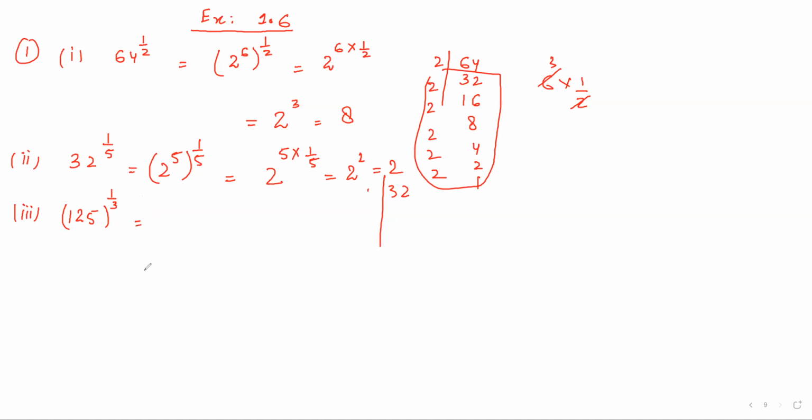Now you have 125 to the power 1 by 3. Again, you prime factorize it. 125 is 5 into 25, and 25 is 5 into 5, so it can be written as 5 to the power 3. Then outside you have 1 by 3. Again, the powers will get multiplied, so 3 into 1 by 3. 3 and 3 cancel out. So 5 to the power 1 only, which is 5.